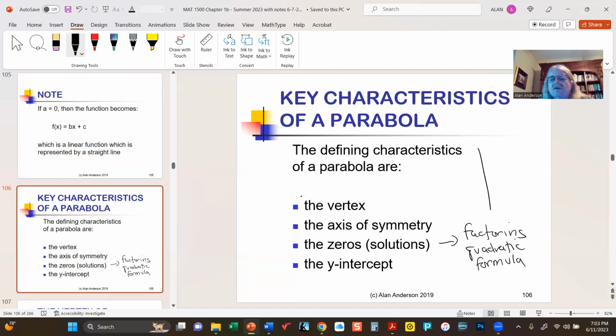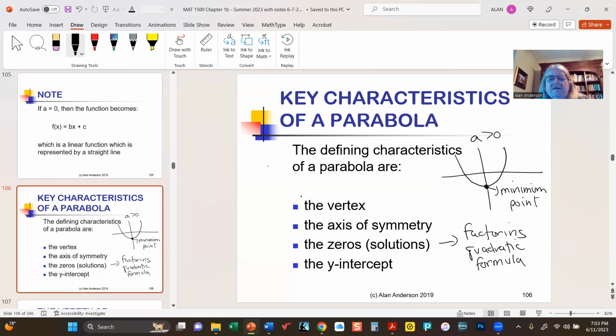The y-intercept simply means where does it cross the vertical axis. So just like a straight line has a vertical intercept, so does a parabola. Okay, there'll be a single unique point. If the parabola is facing up, this will be the smallest point or the minimum point, where y reaches its smallest possible value.